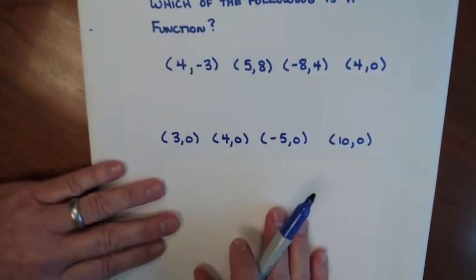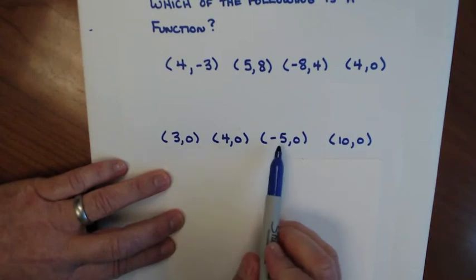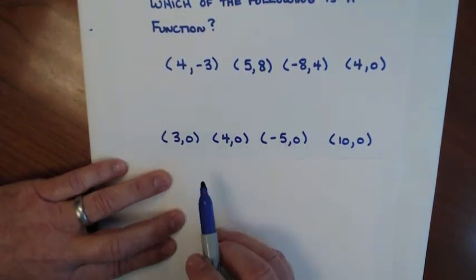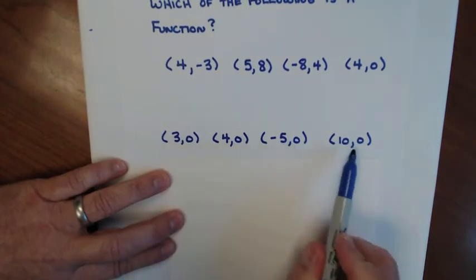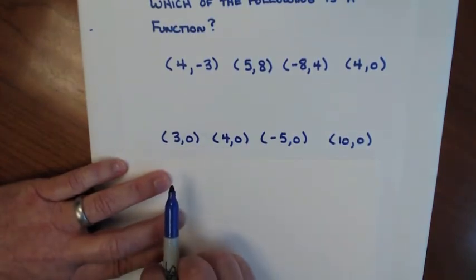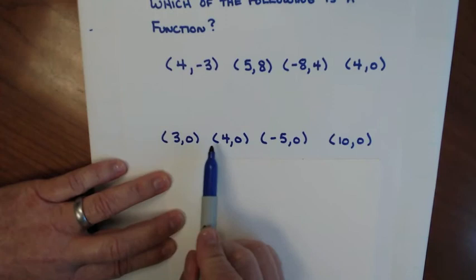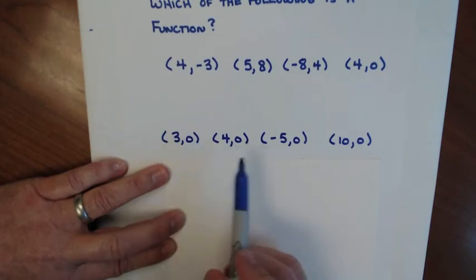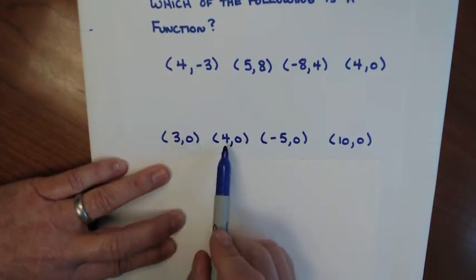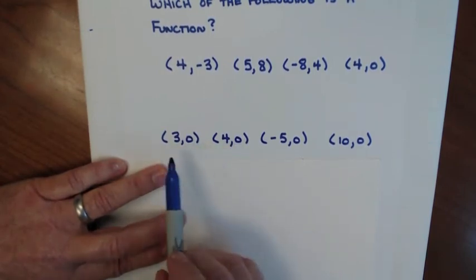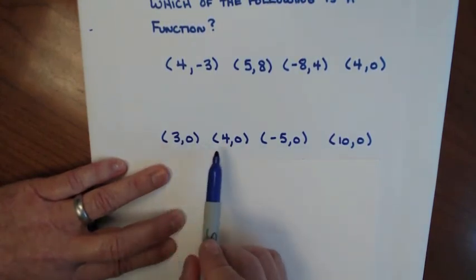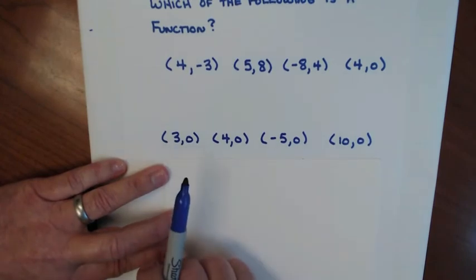Looking at this one, I've got a 3, a 4, a -5, and a 10. The only thing I have to look at is the x. It doesn't matter if the y is repeating. The only one that matters is the x cannot repeat. I can't assign an x to a different number. 3 is assigned to 0. 4 is assigned to 0. It doesn't matter if the y's repeat. It only matters if the x's repeat.